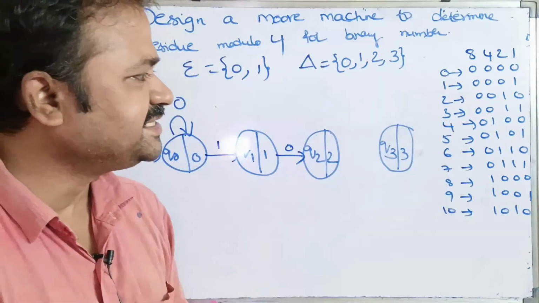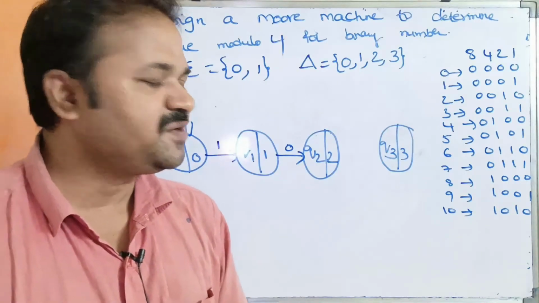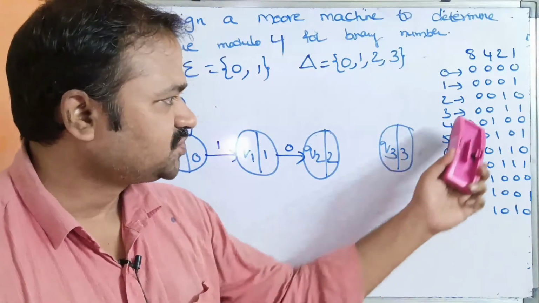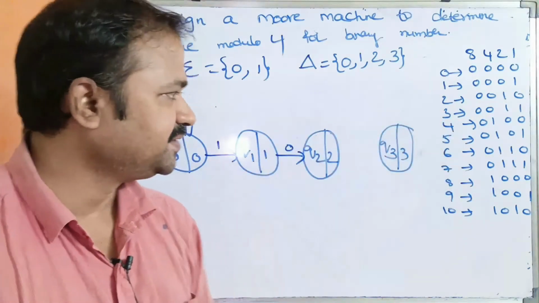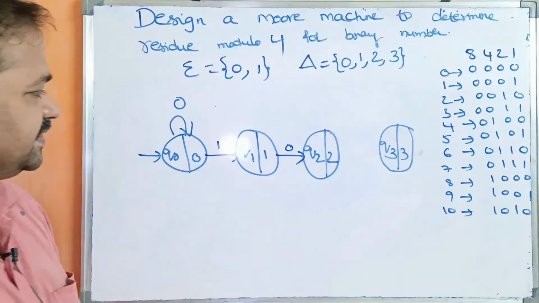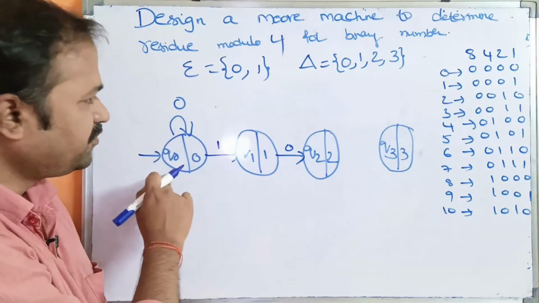Now let us consider 3. 3 means 0 0 1 1. 3 modulo 4 means 3. So if we apply 0 0 1 1, then we need to be at the Q3 state. So 0 0 means if we apply 0 0 on Q0, we will be at Q0 only.